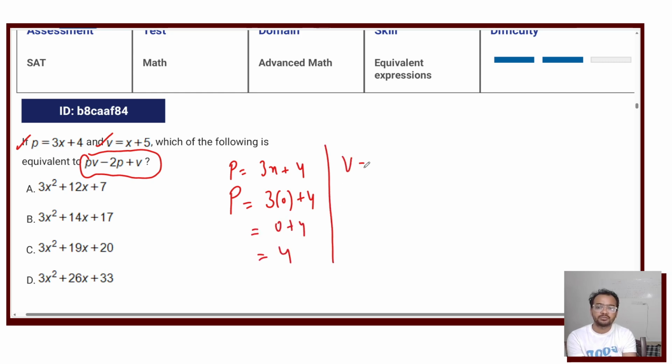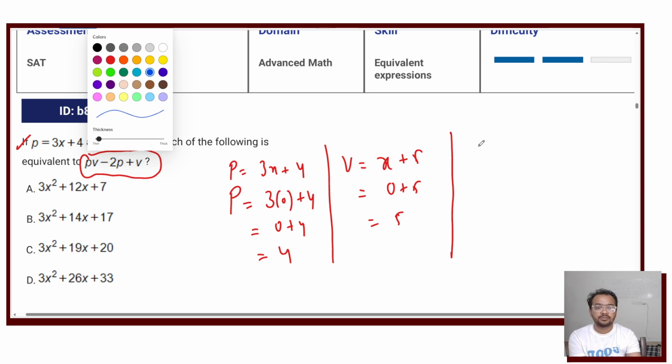Let's do the same thing with v. So v is x plus 5. So replacing x with 0, we are getting 5. Now it will be easy to work with 4 and 5 instead of this algebraic thing 3x plus 4 and x plus 5.